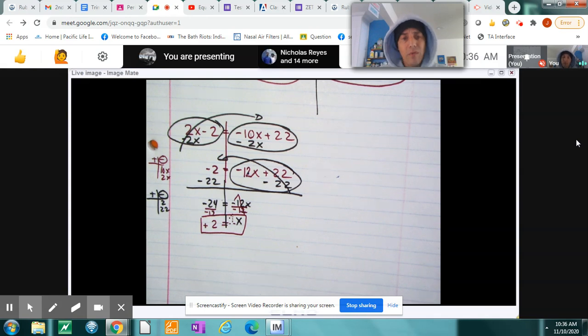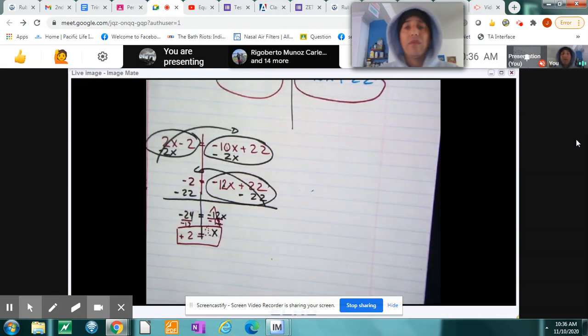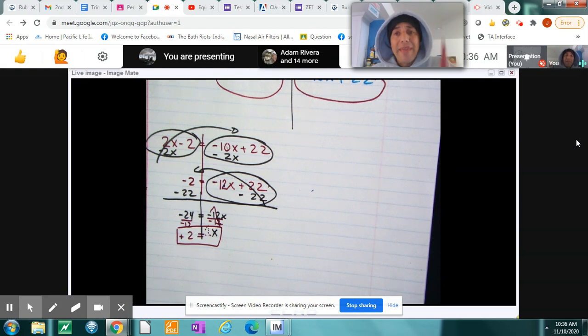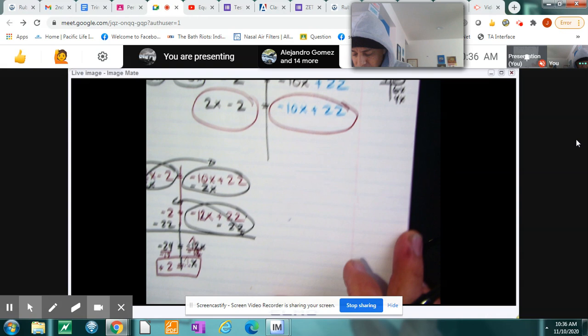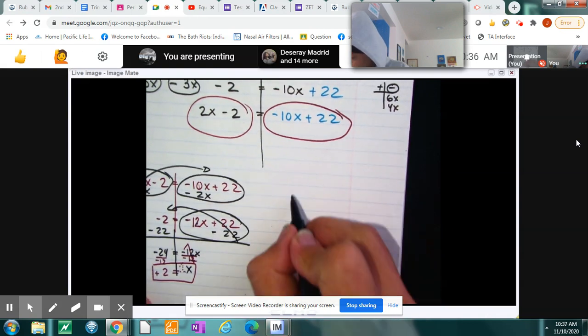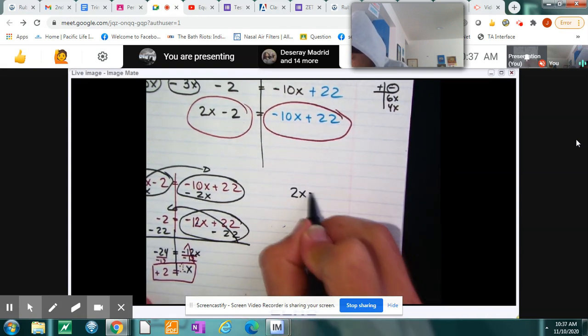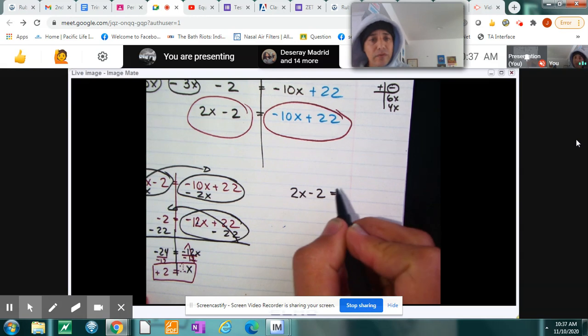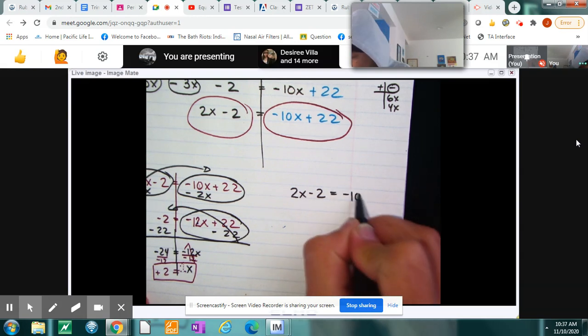Now, what if I do the other x first? That's what happens, sometimes the book doesn't explain to them that they could do it any which way. There's different ways. They don't do that, you know. So I like doing that. So let's go ahead and put 2x minus 2 equals -10x plus 22.